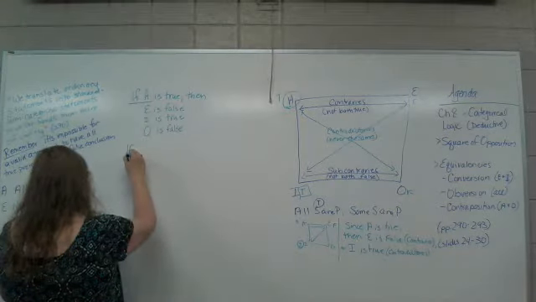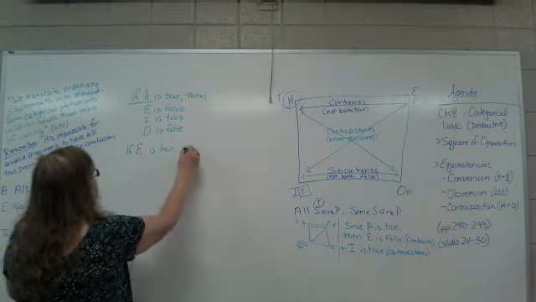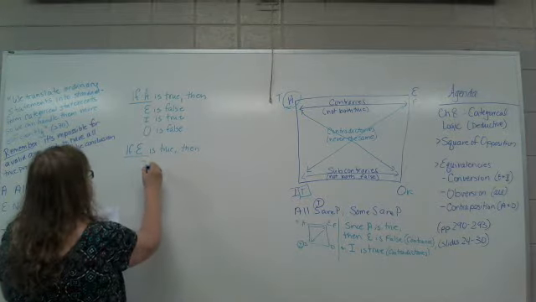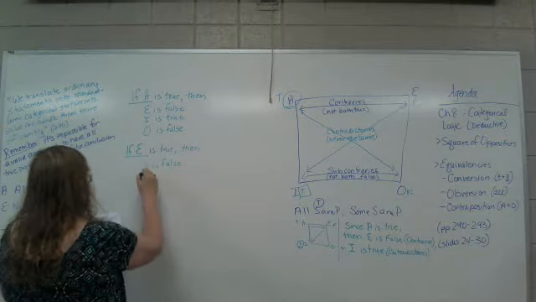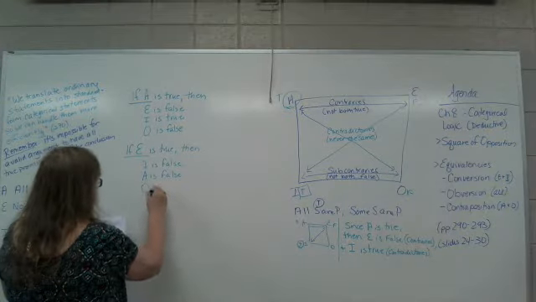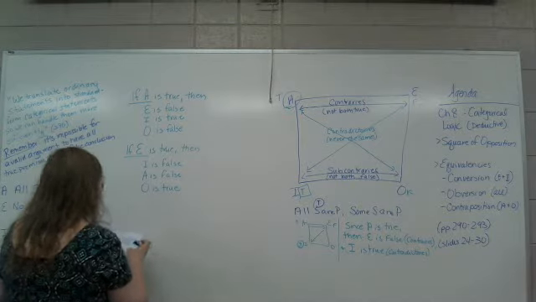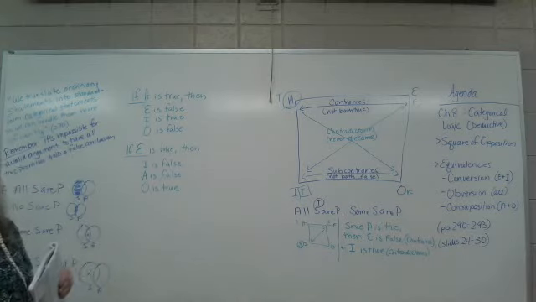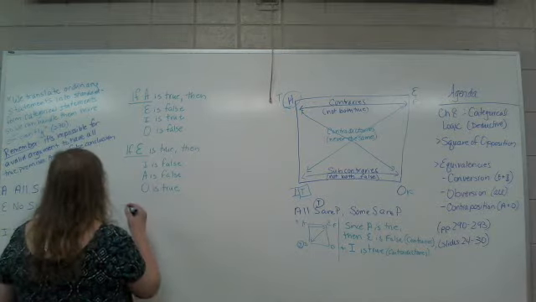If E is true, then I is false, A is false, and O is true. Okay? Now, with our universals, we get definitive answers. Okay? With our particulars, sometimes it can be a little bit weird.